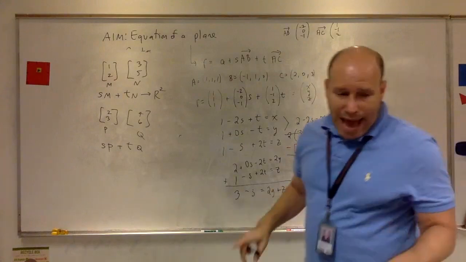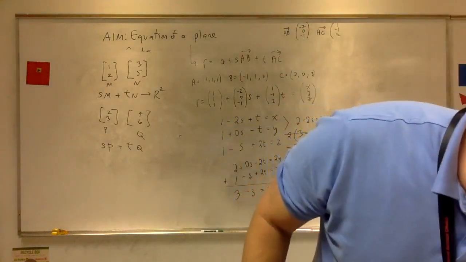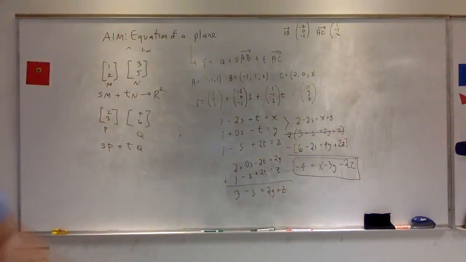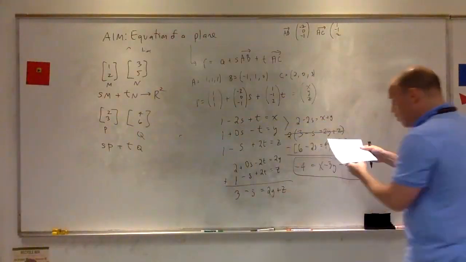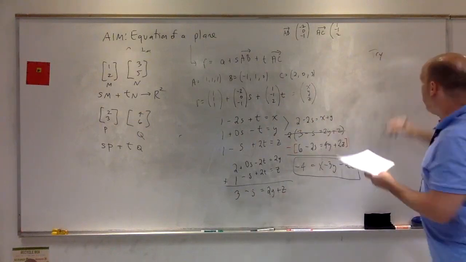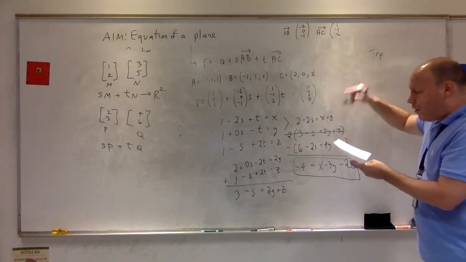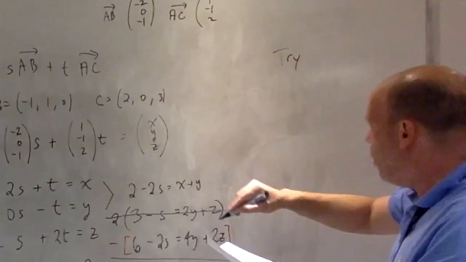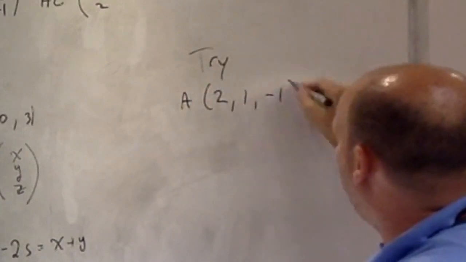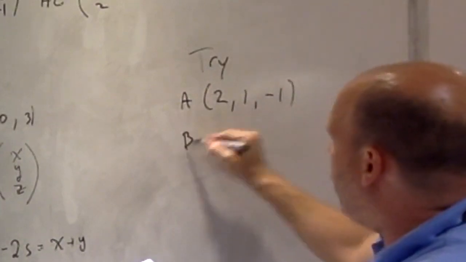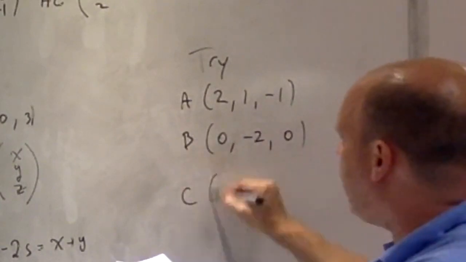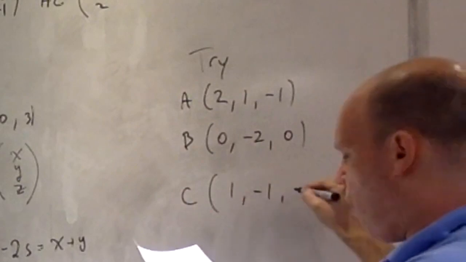What I'd like you to do now is try this one. I need to get a new pen, sorry. I want you to find the Cartesian equation of the plane that passes through A (2, 1, -1), B (0, -2, 0), and C (1, -1, 2).